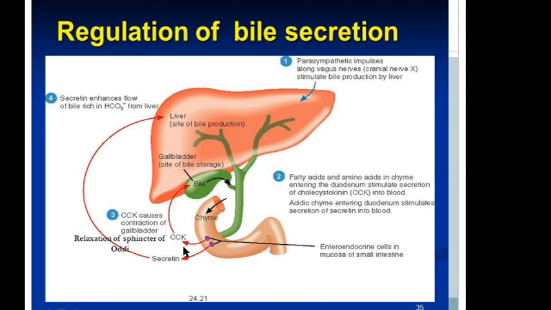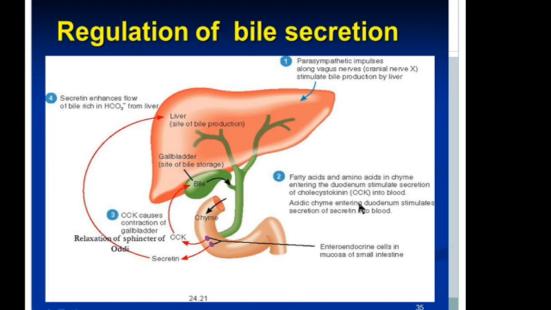So what is this cholecystokinin called? This cholecystokinin is called a cholagogue, because it stimulates the contraction of the gallbladder. When there is a stimulation of contraction of the gallbladder, the sphincter of Oddi is relaxed and bile enters into the duodenum through the common bile duct.